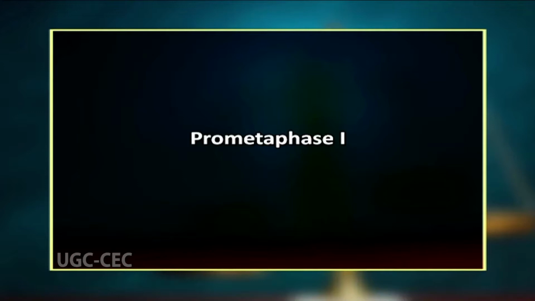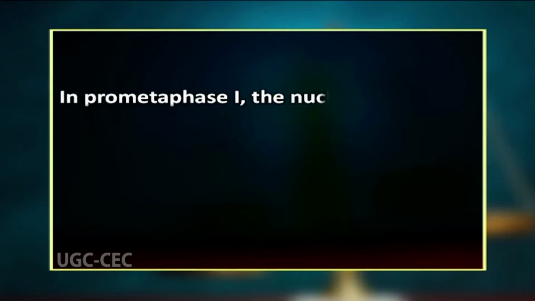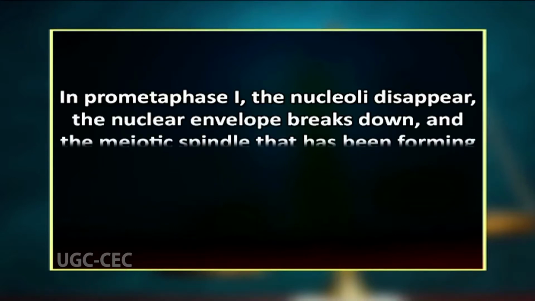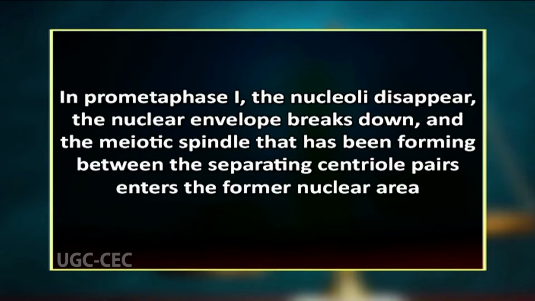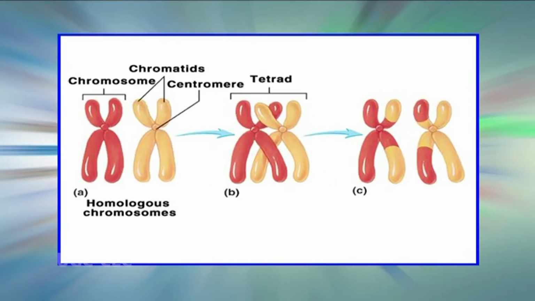Now coming to metaphase I. In prometaphase I, that is early metaphase, the nucleoli disappear, the nuclear envelope breaks down, and the meiotic spindle that has been forming between the separating centriole pairs enters the former nuclear area. As in mitosis, kinetochore microtubules attach to the chromosomes. That is, kinetochore microtubules from one pole attach to both sister kinetochores of one duplicated chromosome, and kinetochore microtubules from the other pole attach to both sister kinetochores of the other duplicated chromosome in a tetrad. Non-kinetochore microtubules from each pole overlap in the center of the cell.